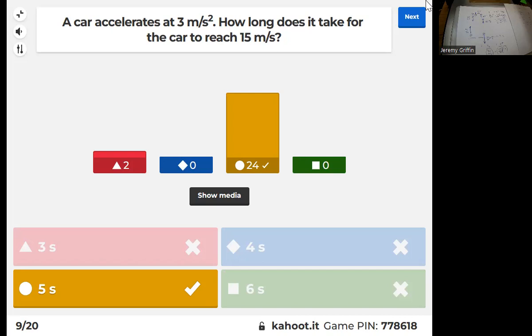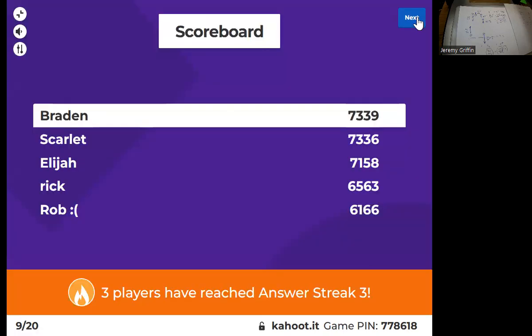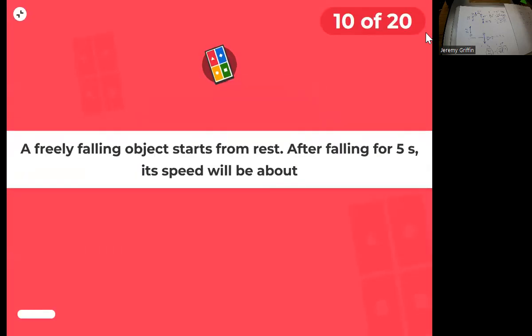So if you speed up at 3 meters per second squared, and you do that for 5 seconds, that brings you up to 15 meters per second. Okay, you guys see that speedometer needle moving on there? Right. Okay. 3 times 5 is 15.